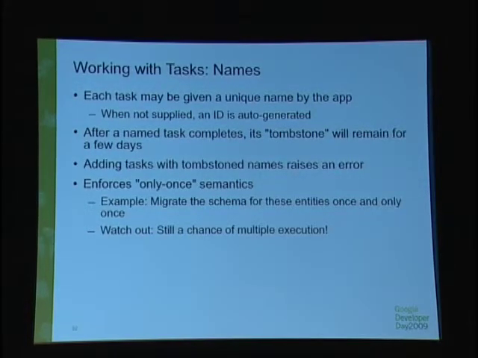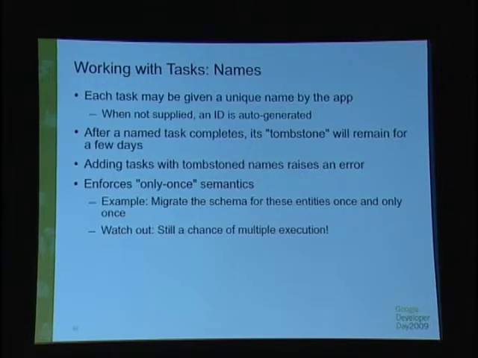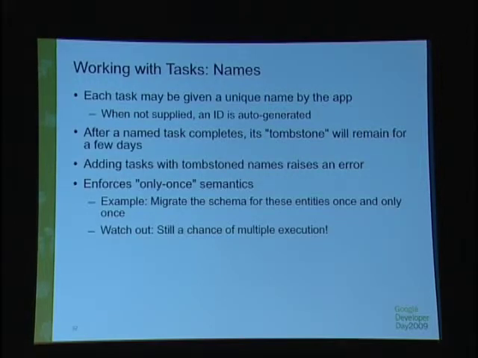And so this can be used for enforcing only once semantics. And this is how you can make sure that you only migrate a schema once and only once. So you click the migrate button, that enqueues a task with a very particular name. And if you click that migrate button again, or accidentally click it twice, or the request comes through twice, the task add will be the same name, and so you'll dedupe that re-add. So you have a high level of confidence in the only once.